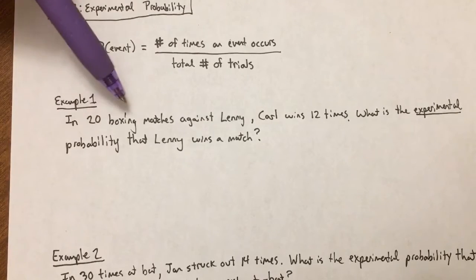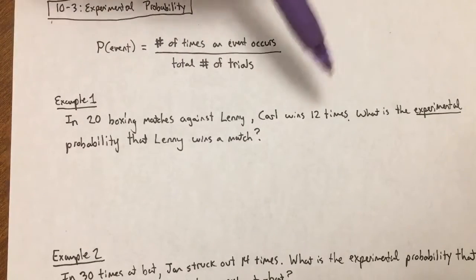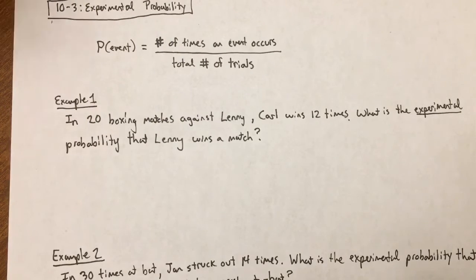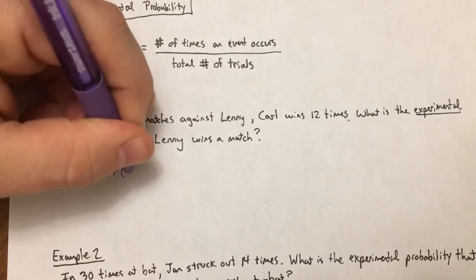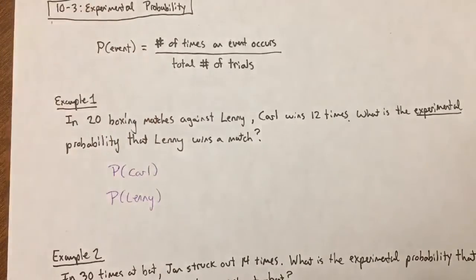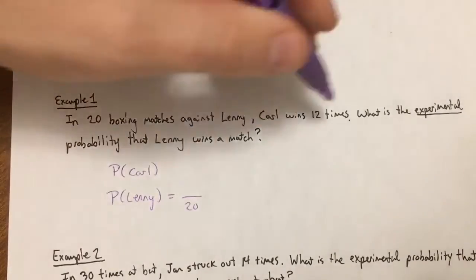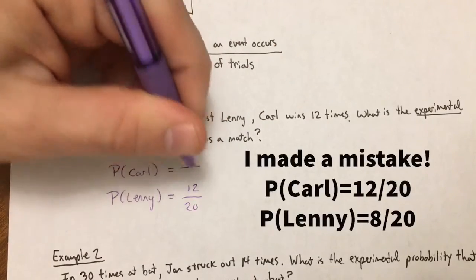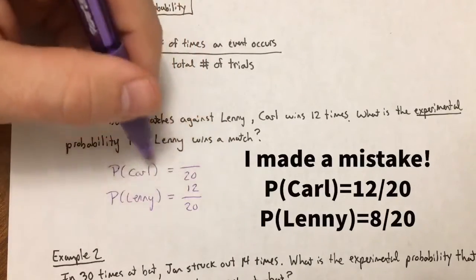It says, in 20 boxing matches against Lenny, Carl wins 12 times. What is the experimental probability that Lenny wins a match? Well, let's take a look at the situations that we have here. So we have the probability that Carl would win and the probability that Lenny would win. Well, we already know that out of 20 boxing matches, Carl won 12 times. So how many matches were left over?